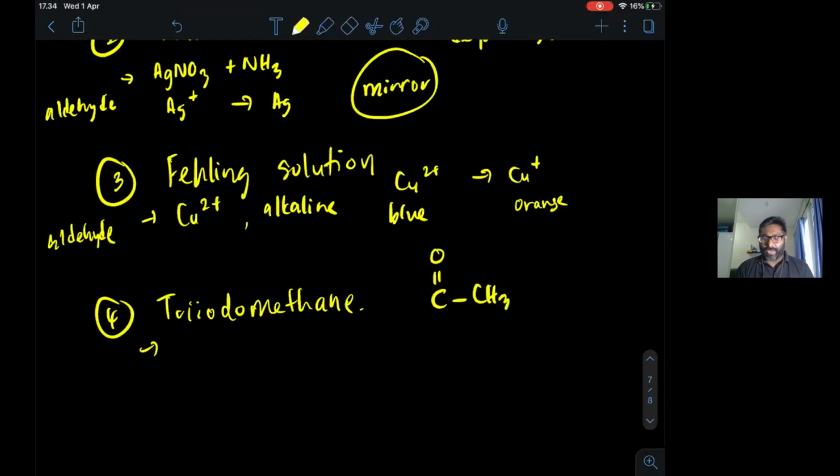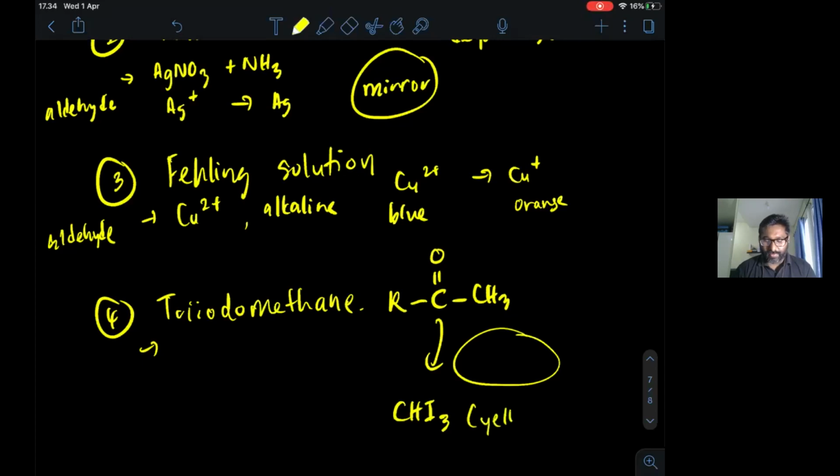So you are going to get this CH3. If you have any R group over there, they are going to give you CHI3. I want you to find out about the equations that are involved. I went through the equations just now, but this one is going to be a yellow precipitate. And this yellow precipitate is suitable for any carbonyl compound that has this structure.